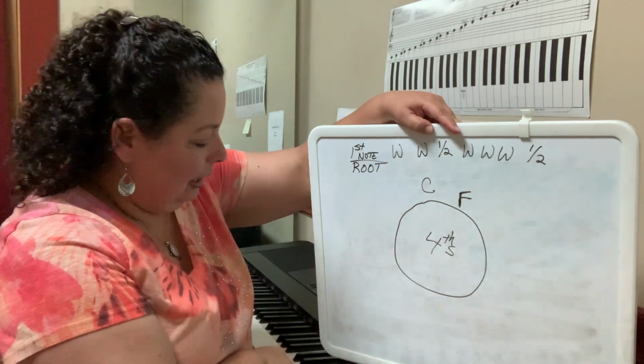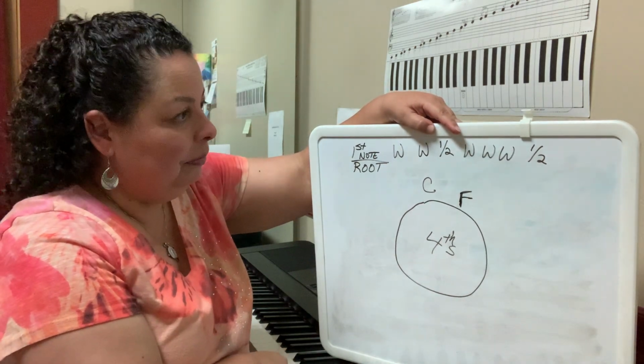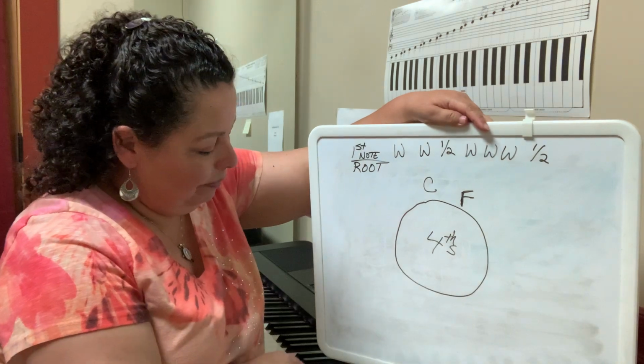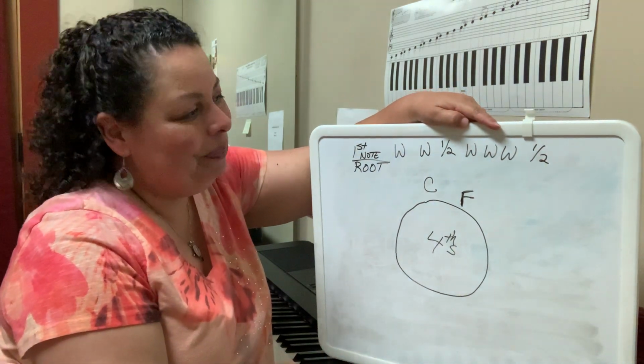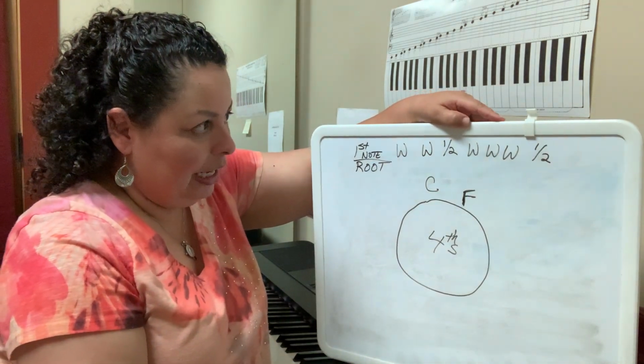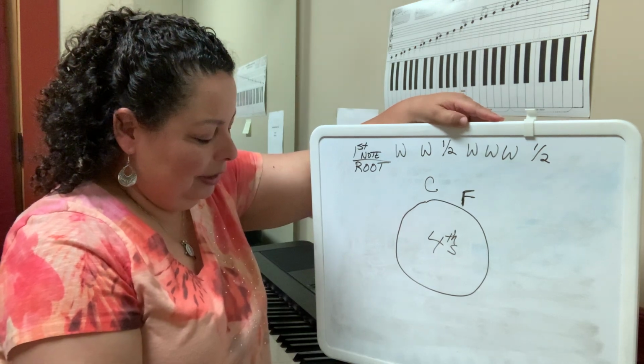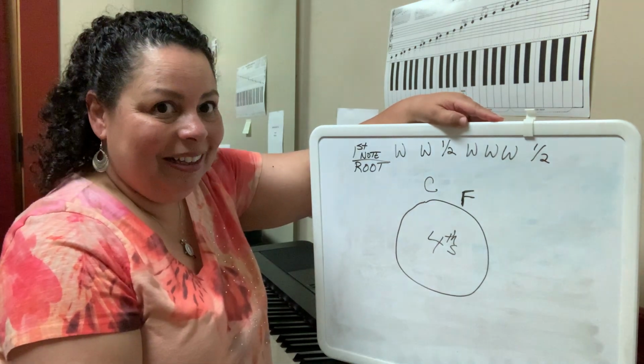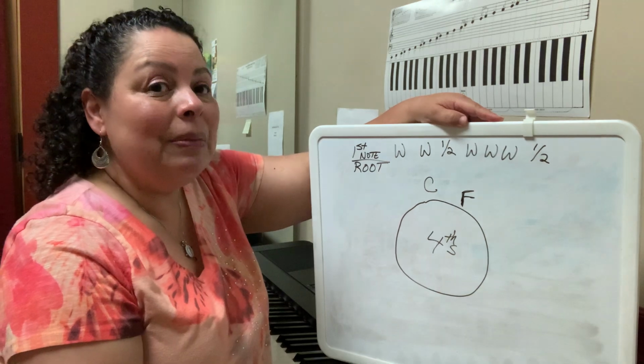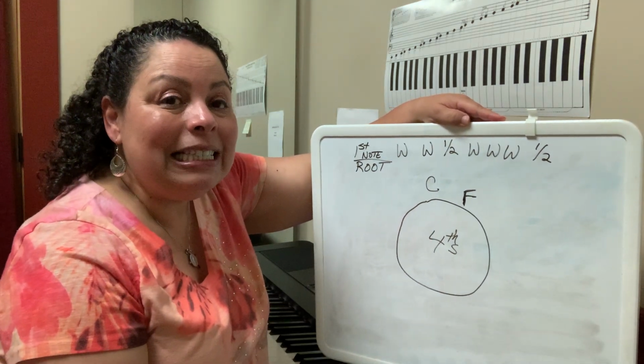Now we have to do a whole step. So jump over the black note, another whole step, another whole step. And now look at your fingers. You've got a half step now. There's no black note there. So that's your major scale starting on C.